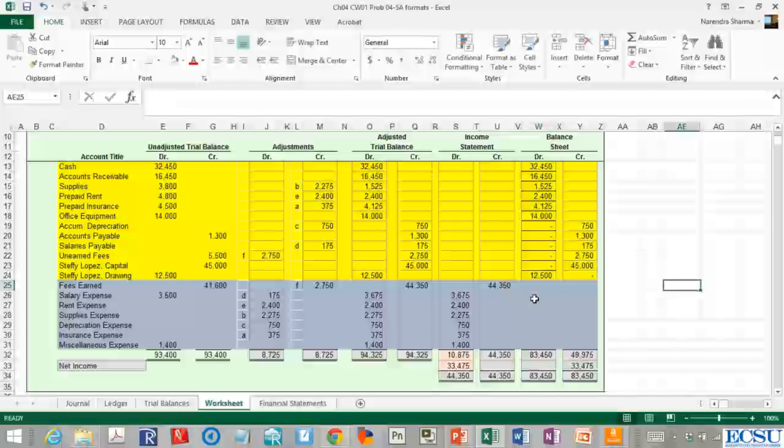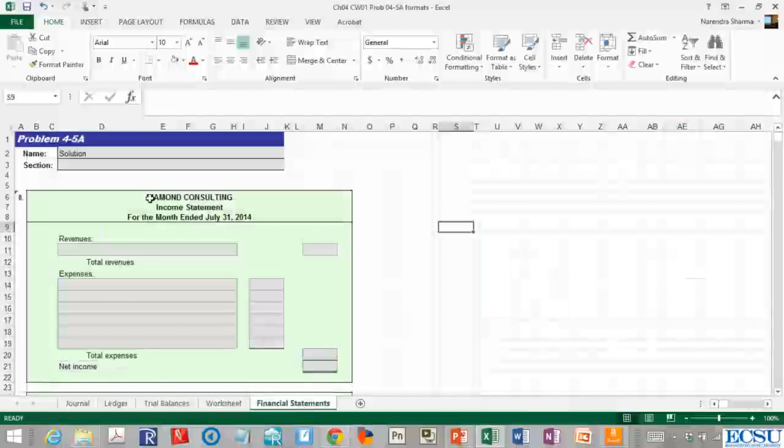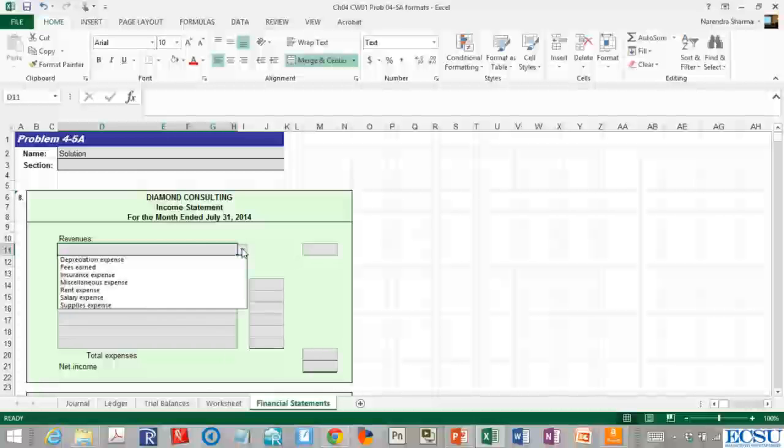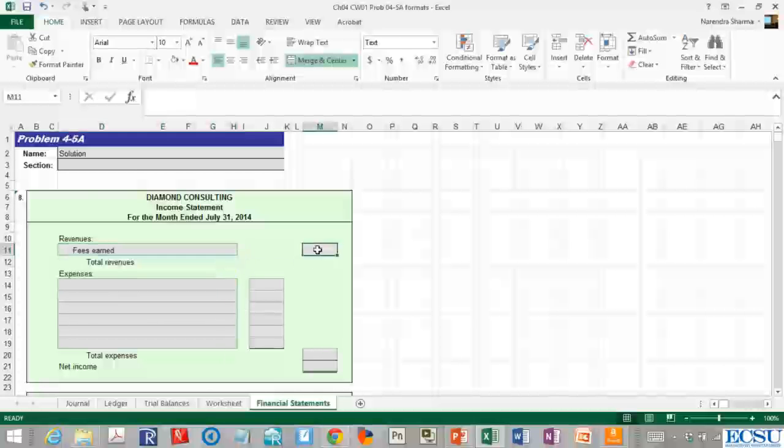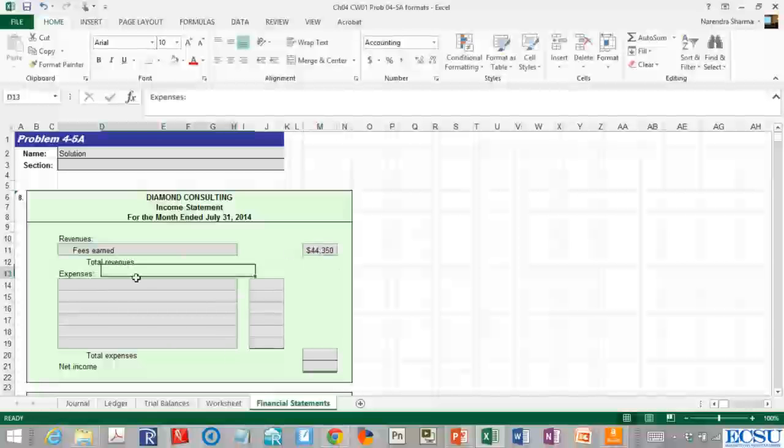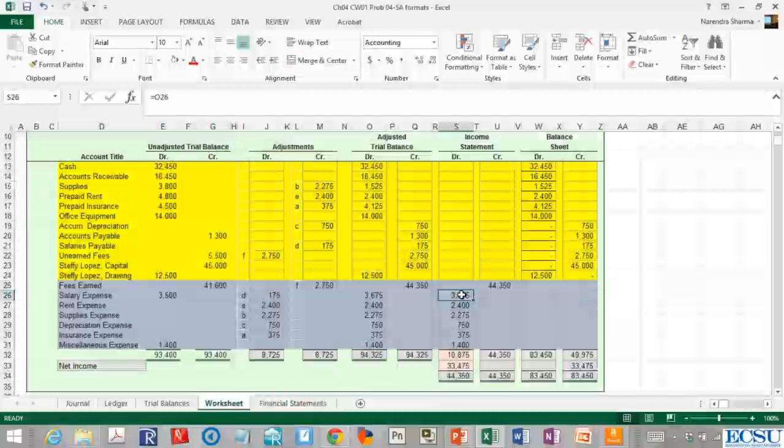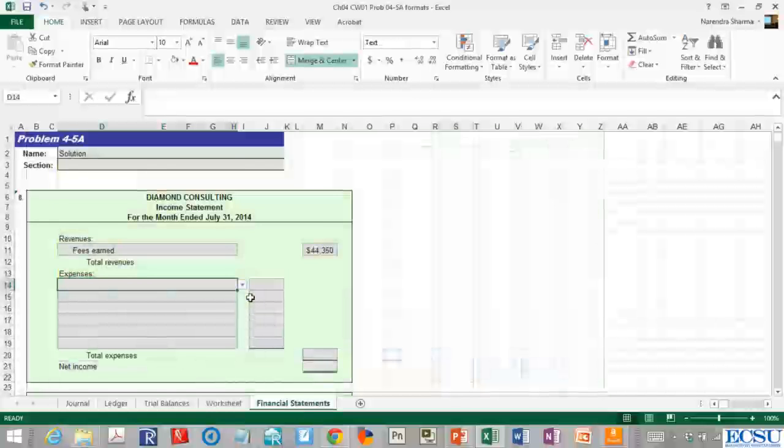So now, once we have set out the information in the worksheet, we can go ahead and do the financial statements. First, I'm going to take the revenue. There was only one revenue, that was fees earned, if you remember that. So fees earned was 44,350. And in the expenses, I'm going to start with the highest expense. If you go to the worksheet, our highest expense was the salary expense. So I'll be starting with the salary expense.